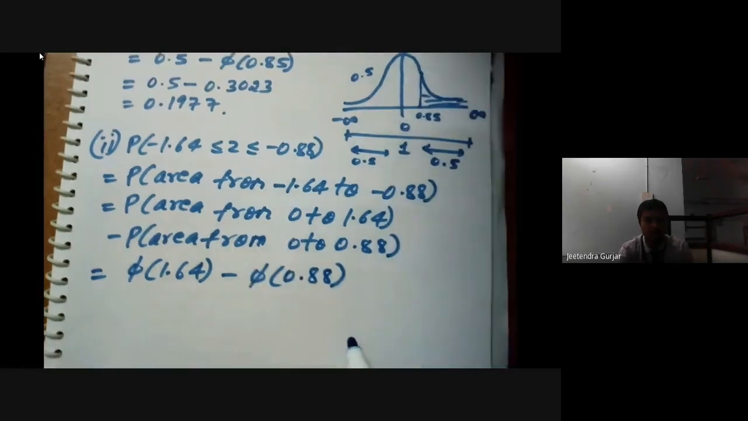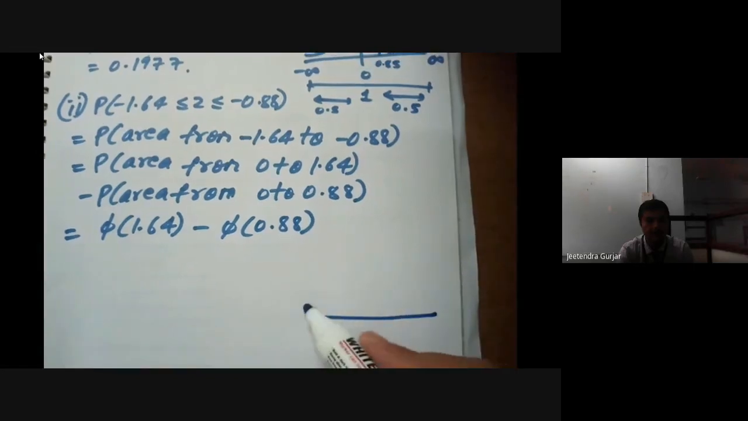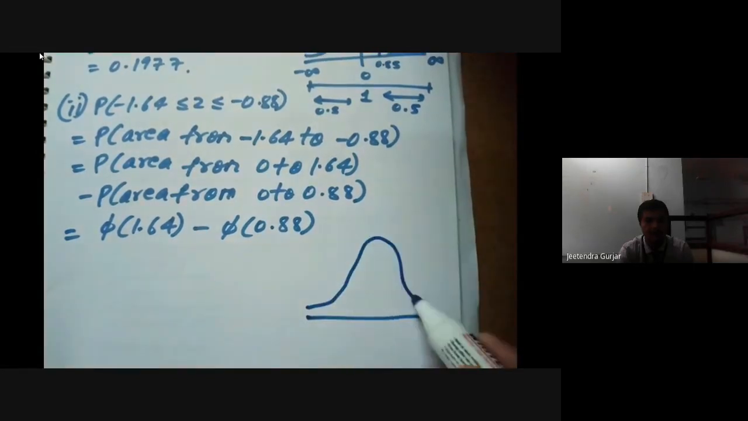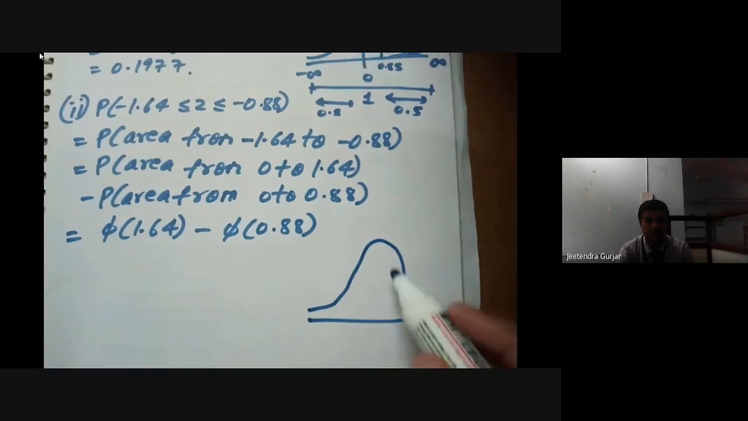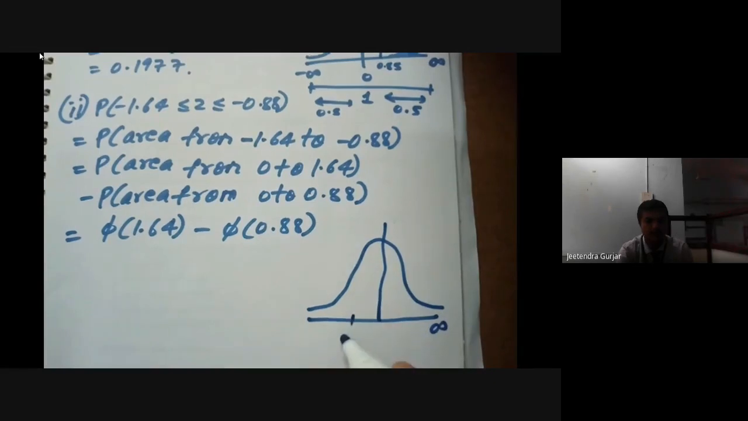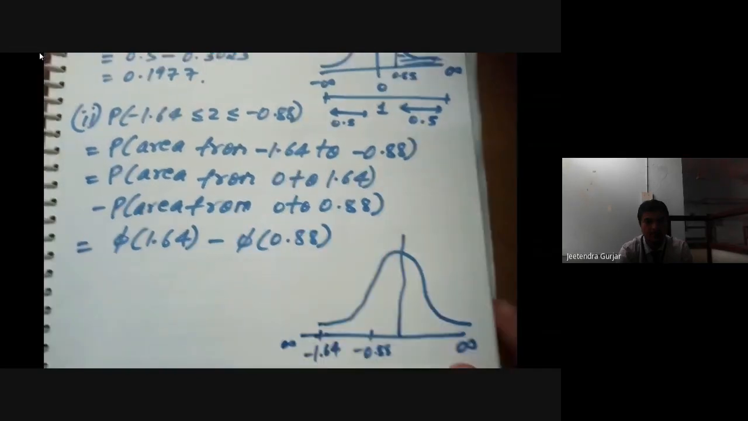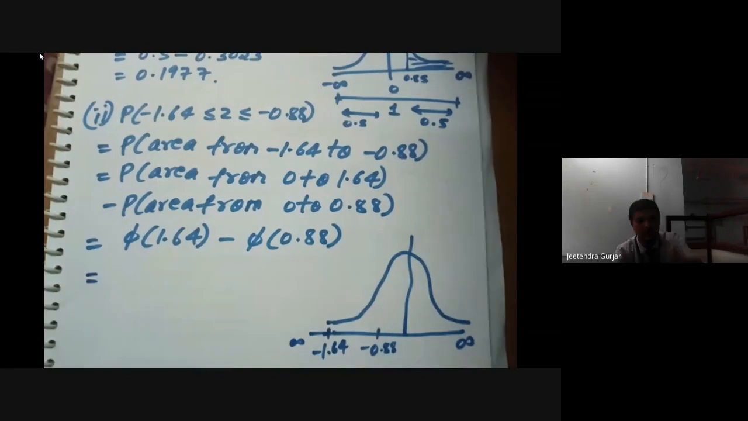So I will just show you graphically how this will appear. You can draw this bell-shaped normal distribution and say this is from minus infinity to infinity. Minus means it is on the left side, please remember. So you're going to calculate the area from minus 1.64 to minus 0.88. This area I want to calculate. Yes. So this area you wanted to calculate, student.